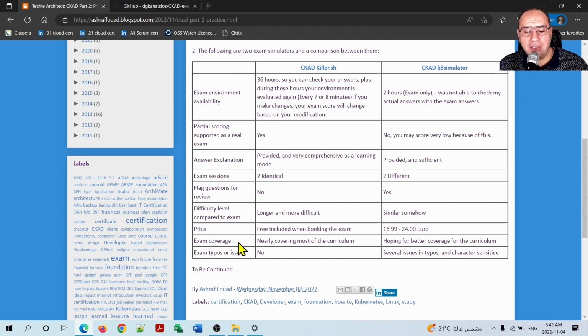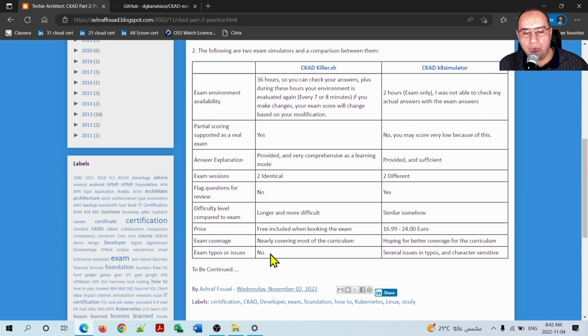Regarding the exam coverage, Killer nearly covered most of the curriculum. Maybe some items of the curriculum were not covered in my situation, but most of it, which is actually very good. For the emulator, I'm really hoping for better coverage. There were some areas that were not even mentioned in the curriculum and were not mentioned in the exam.